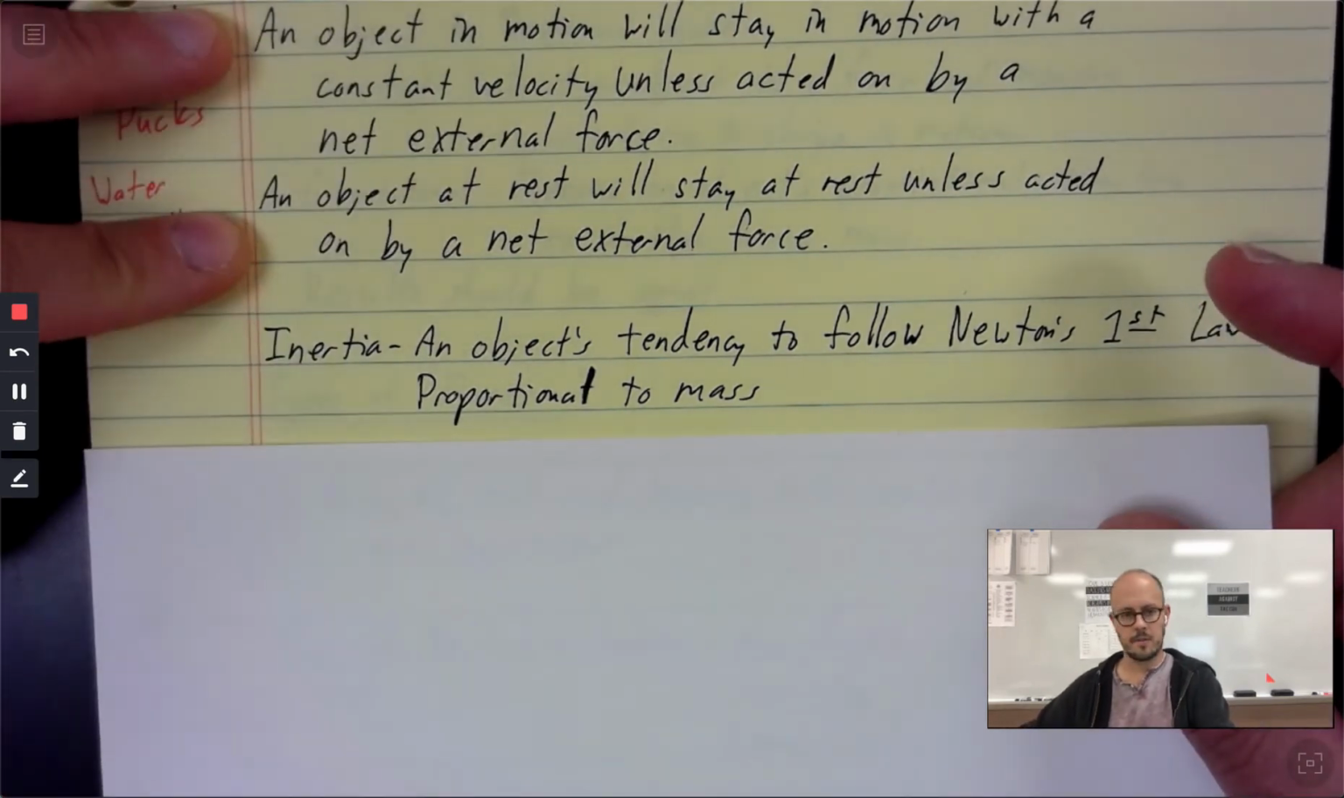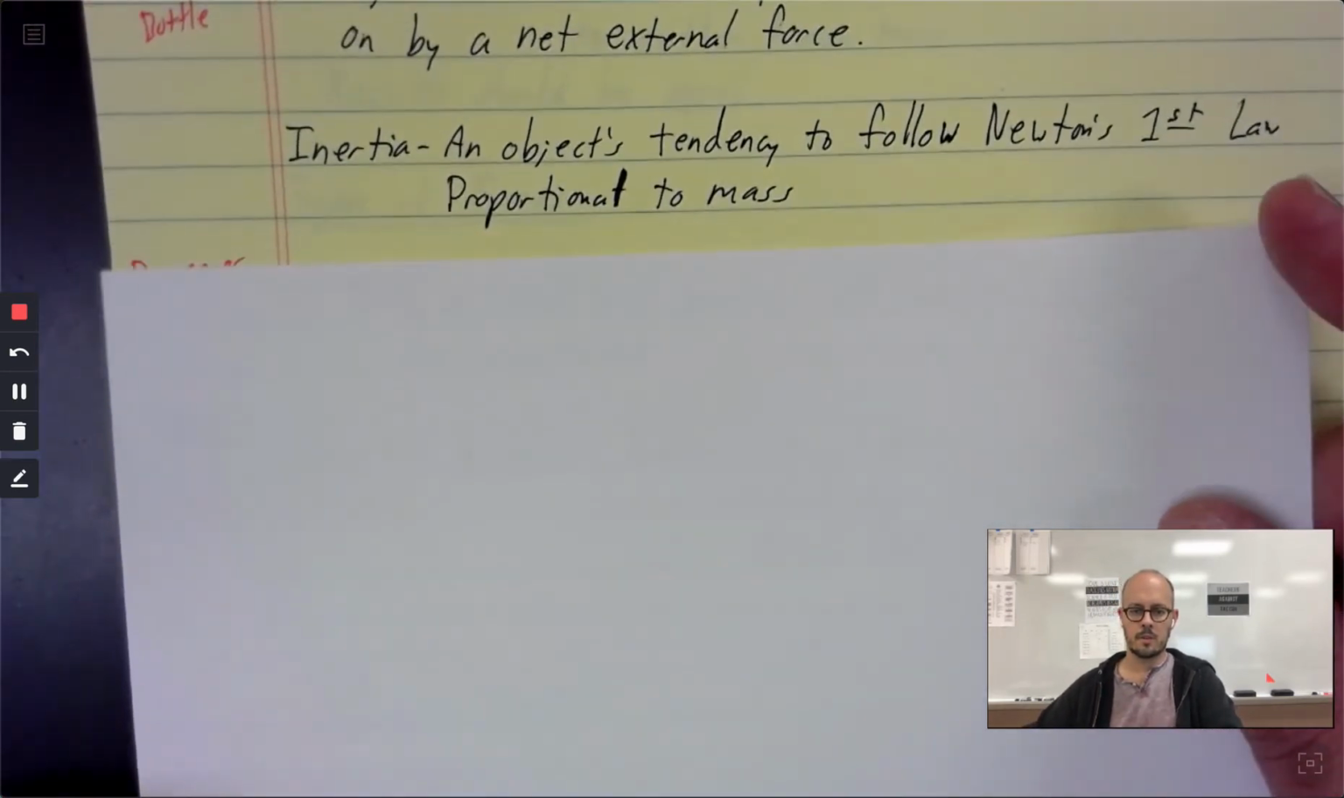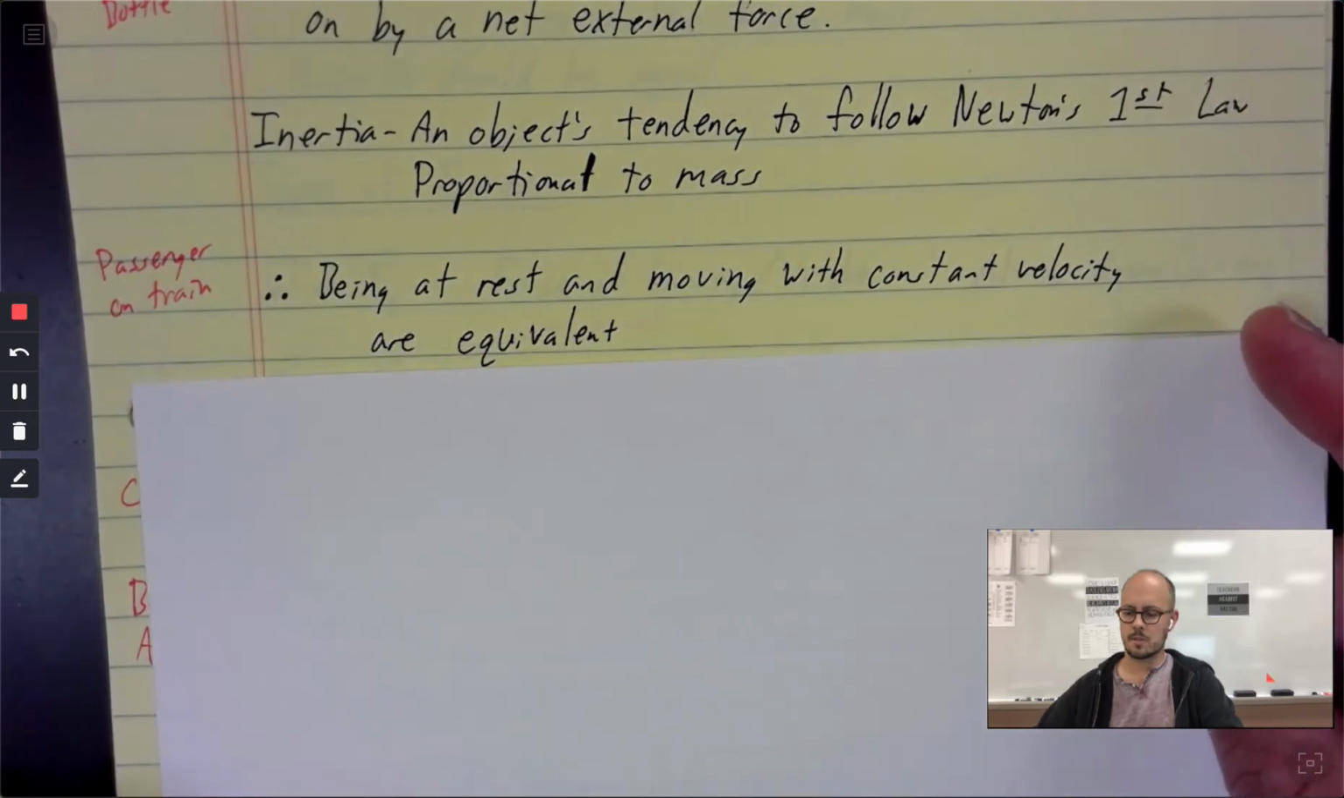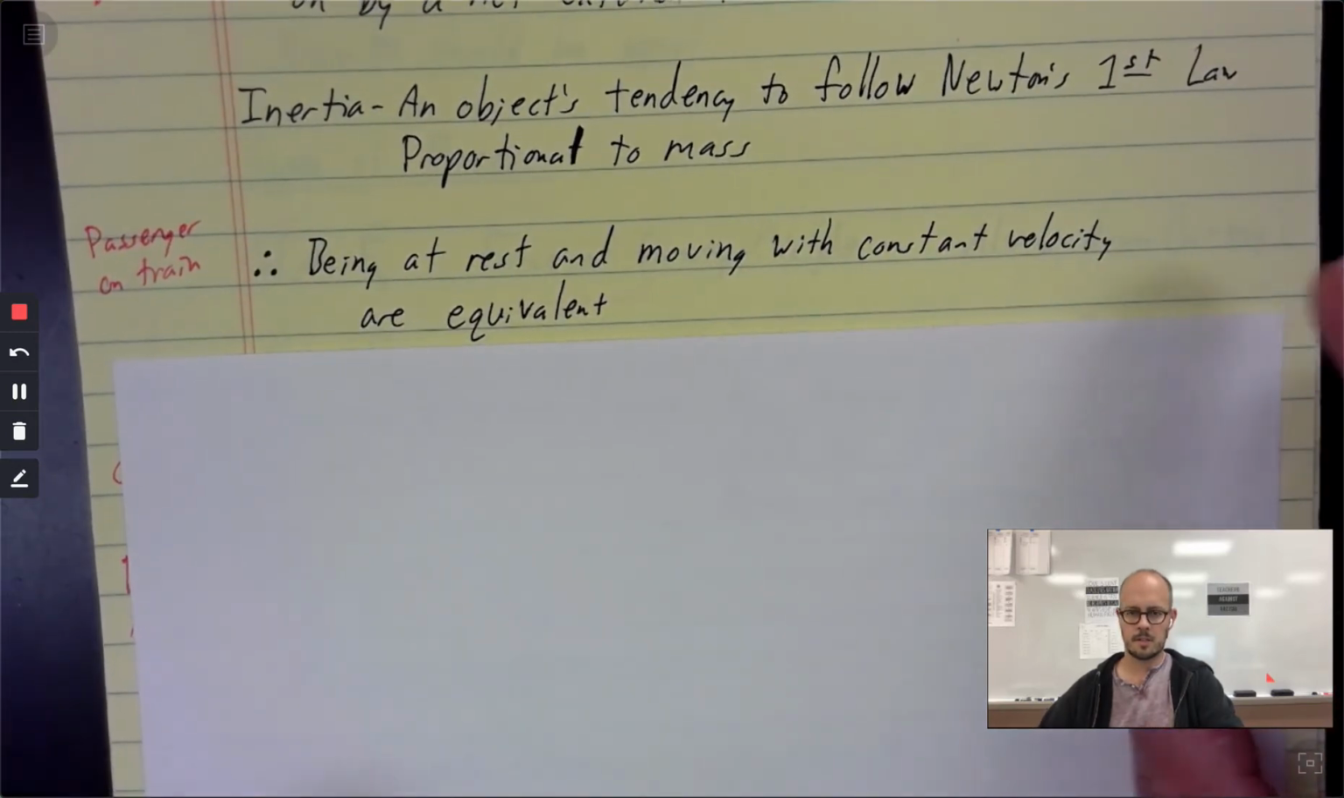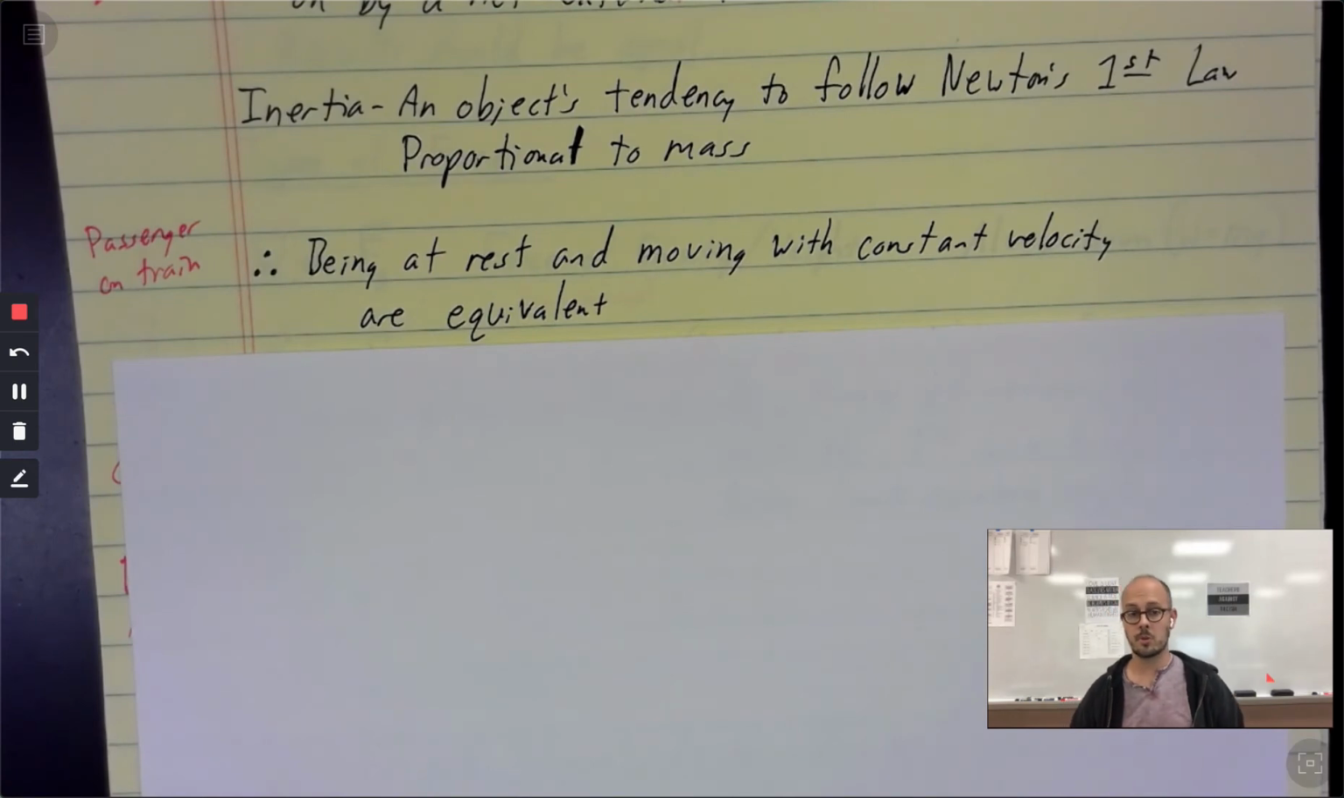To go back to the fact that there's two statements here, one consequence of Newton's first law is that being at rest and moving with constant velocity are pretty much equivalent according to Newton's first law. And I say here passenger on the train. Let's say you're taking a train into Boston with your friend and you're sitting next to your friend. You also see a friend standing at the train station that you're driving by, that you're on the train traveling by. Or maybe they're just randomly stuck at the train crossing as the train goes by.